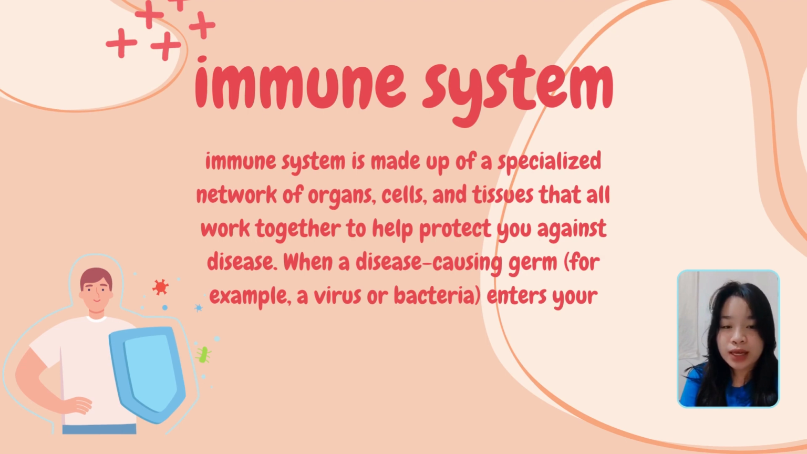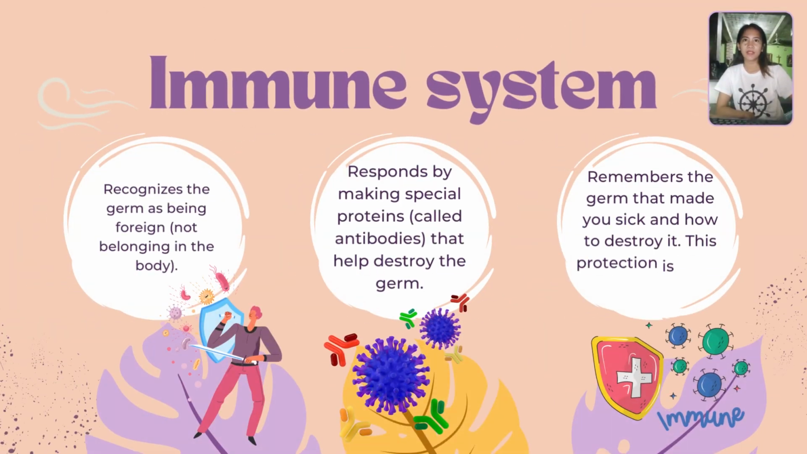The immune system is a network of organs, cells, and tissues that all work together to help protect you against disease. When a disease-causing germ, for example, a virus or bacteria, enters your body, the immune system recognizes the germ as being foreign, or not belonging in the body, and responds by making special proteins called antibodies that help destroy the germ. It also remembers the germ that made you sick and how to destroy it. This protection is called immunity.